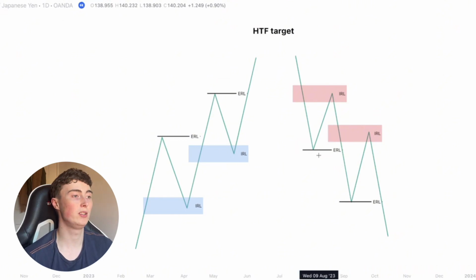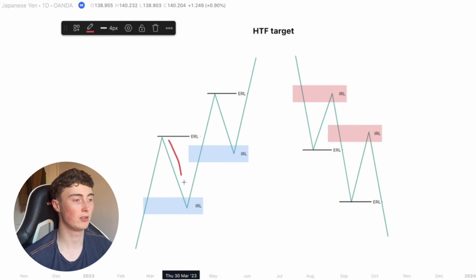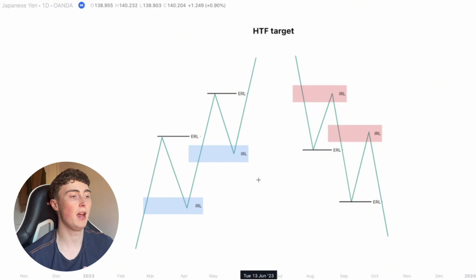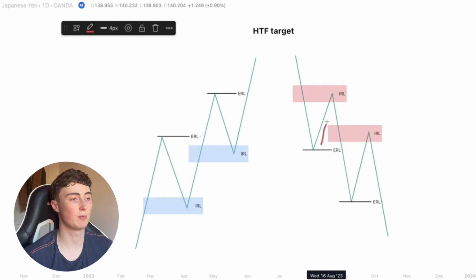Okay, they're the only targets that I'll ever really use, and I'm simply looking to trade in the direction of either of these. So even if the higher time frame is bullish, I can still catch this retracement leg to target the internal range liquidity, and even if price is bearish, I can still catch this retracement leg to target the internal range liquidity there.